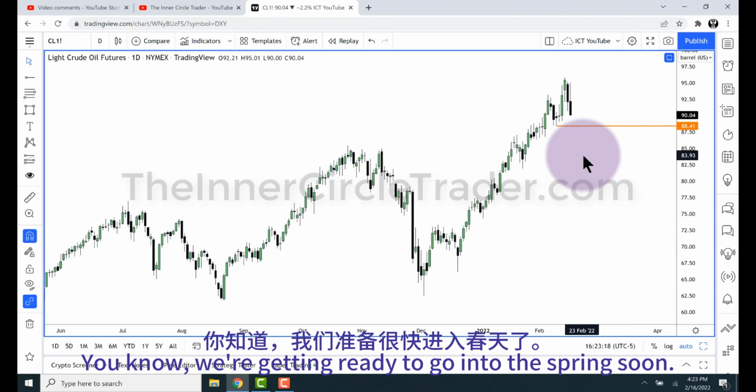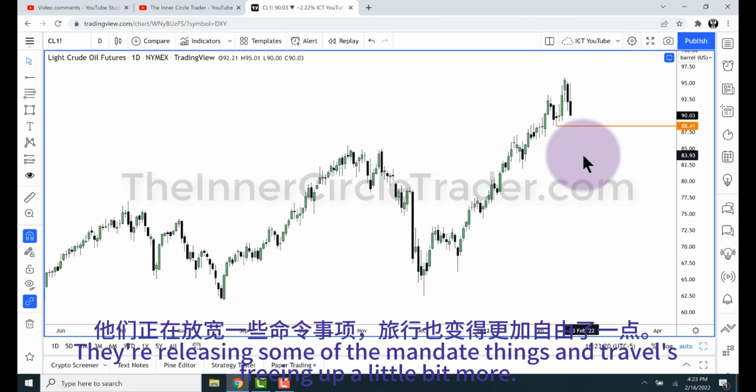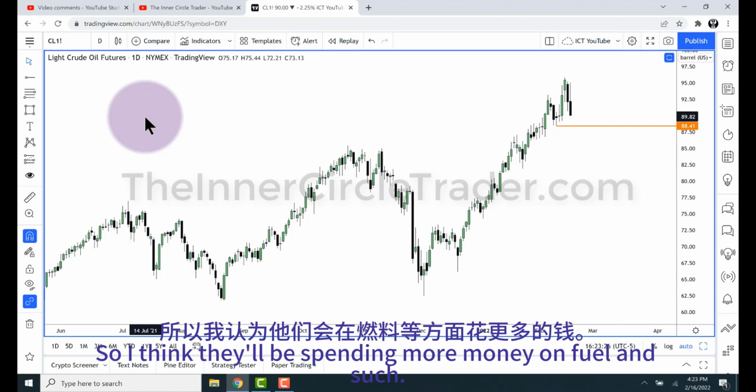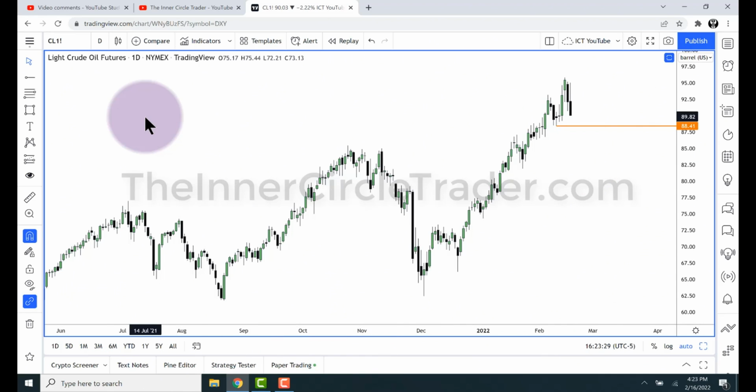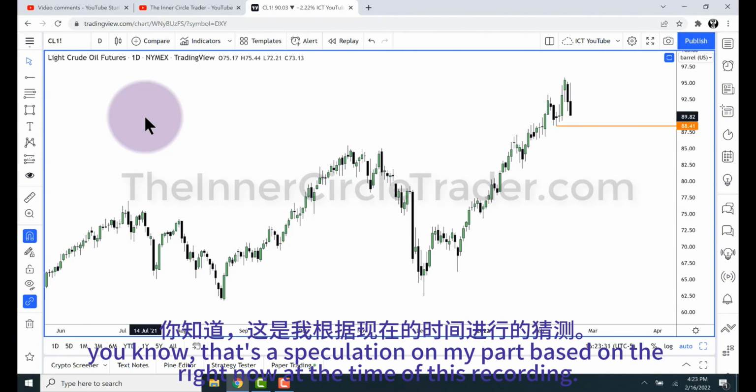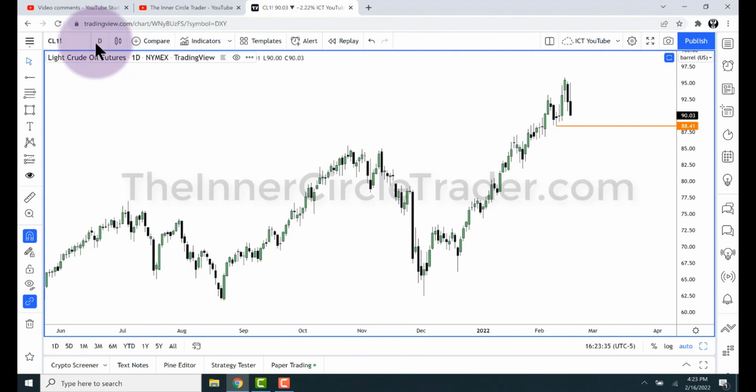We're getting ready to go into the spring soon. They're releasing some of the mandate things, and travel's freeing up a little bit more. So I think they'll be spending more money on fuel and such. But that's a speculation on my part based on right now, at the time of this recording. So all that can change.